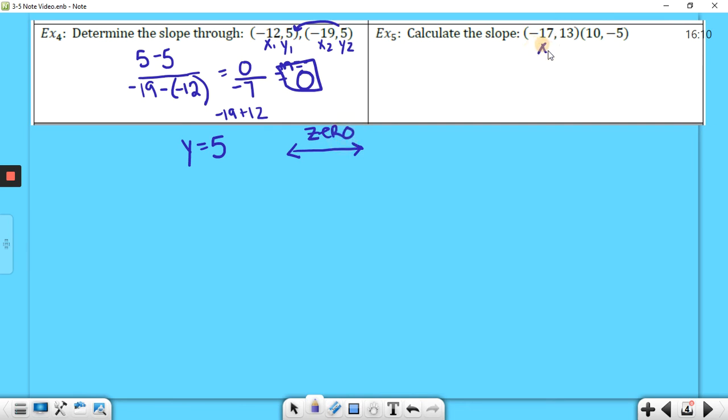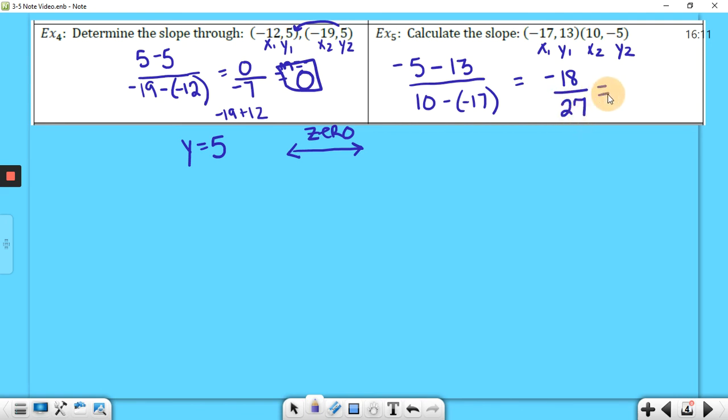Okay, and then this last one here, we have -5 minus 13 over 10 minus -17. That is -18 over 27. That can be simplified with a 9 down to -2/3.